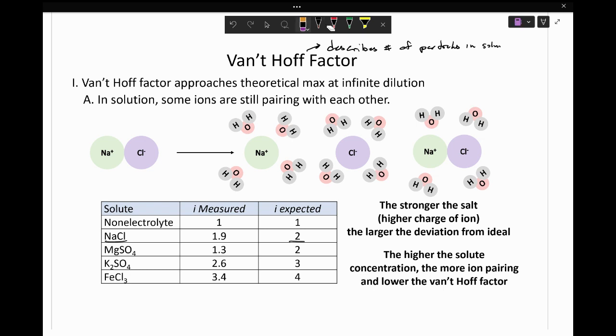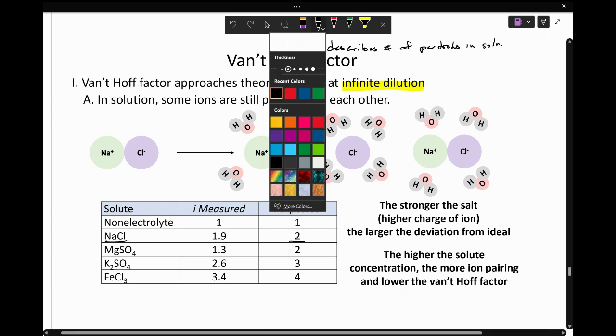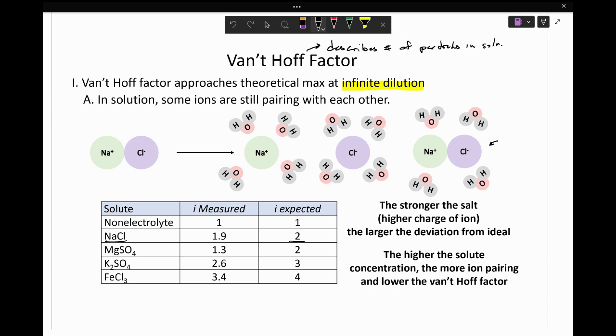And we're going to see that often we're not going to approach that theoretical maximum number of particles in solution. That only happens at infinite dilution. The reason for this is that when you dissolve something like sodium chloride, for the most part, it breaks up into separate sodiums and chlorides, and you have waters surrounding each of those. But, depending on the solution and the concentration of the salt, you might end up with cases where you still have a little bit of sodium chloride that stays together.